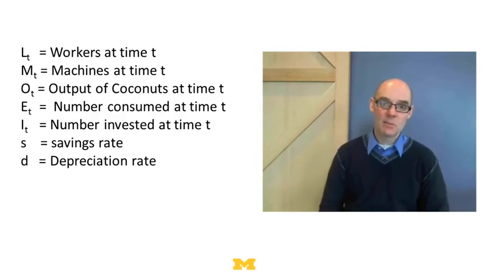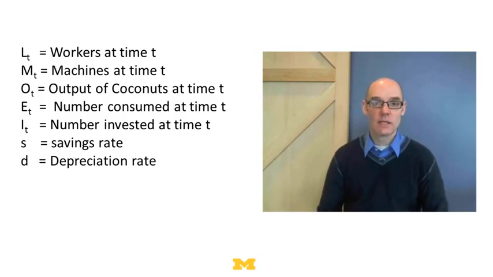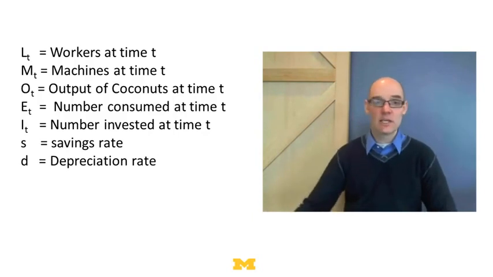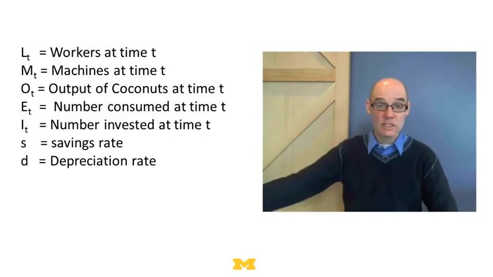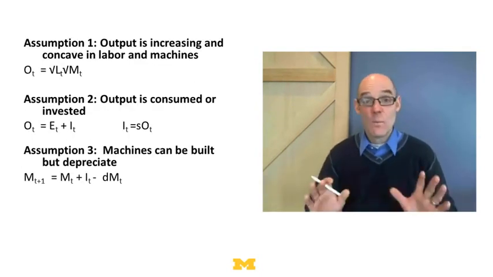And then the last thing in the model, I realize this is a lot, is this depreciation rate. That's the rate at which these machines wear out. We're just going to assume that some fixed percentage of the machines wear out each period. That's a simplification, but we're going to use it. All right? So lots of stuff. Workers, machines, coconuts. The coconuts get eaten and turned into more machines. And there's depreciation. Now, we've got to make some assumptions.